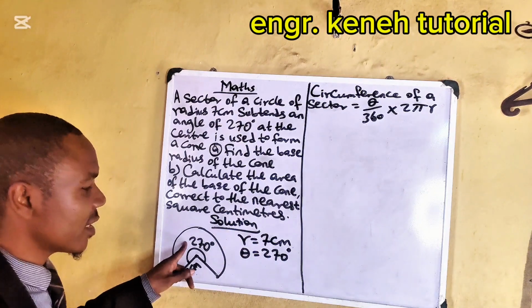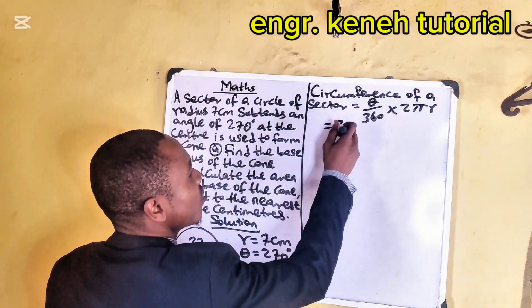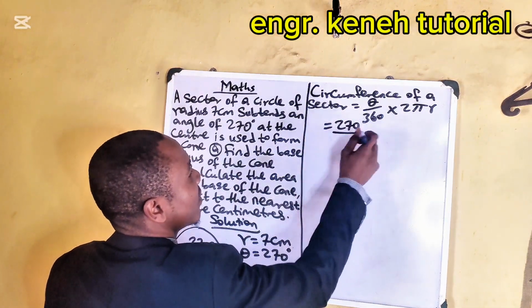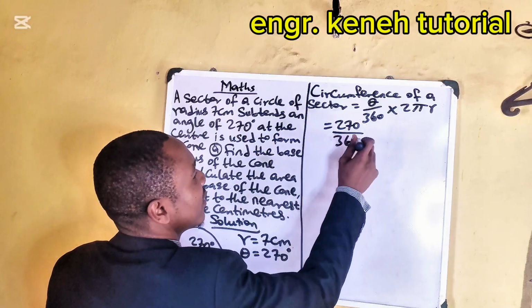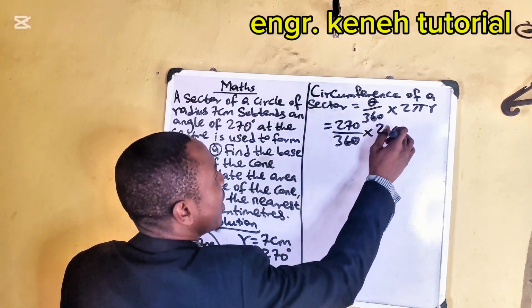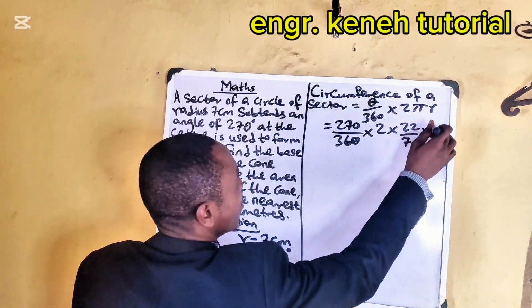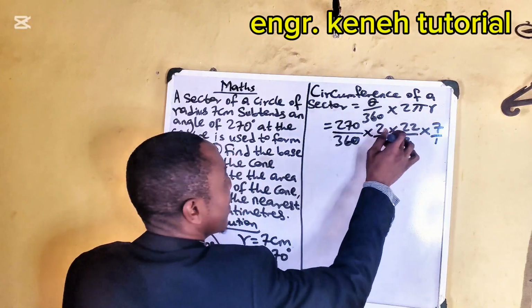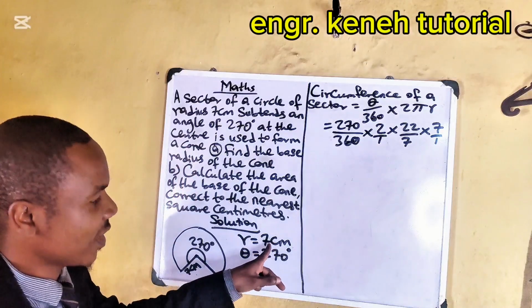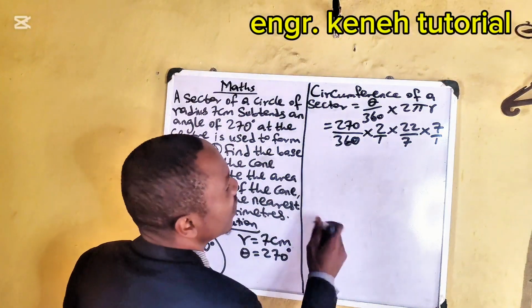The theta here is the angle in question. So the angle we have here is 270 over 360. Can you see that? Times 2. Pi is 22 over 7. And as you can see, radius is also what? 7. So we have something like this. Look at radius, 7. All right. At this juncture, we continue.